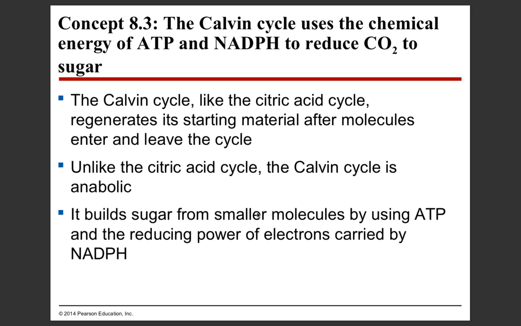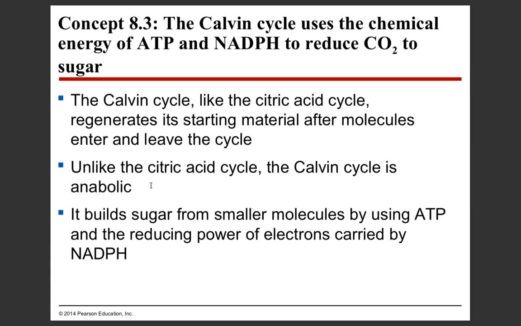Now, what is reduction? Reduction is gain. What are we gaining? Electrons. What are we gonna become? C6H12O6, called glucose. Okay, so the Calvin cycle, like the citric acid cycle, don't worry about that. Just ignore that. We'll come back to that another time. The Calvin cycle regenerates its starting material after molecules enter and leave the cycle. This is important, but we're going to look at some pictures and you'll see why it's important, okay?